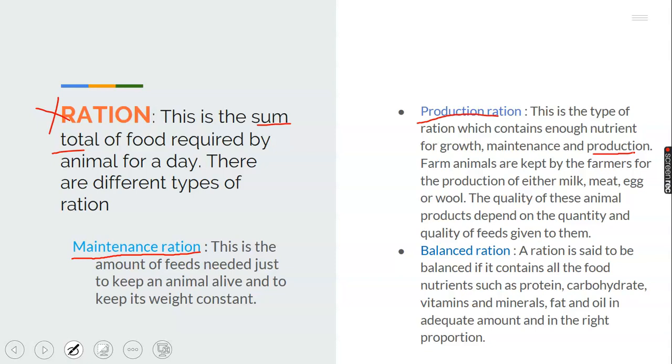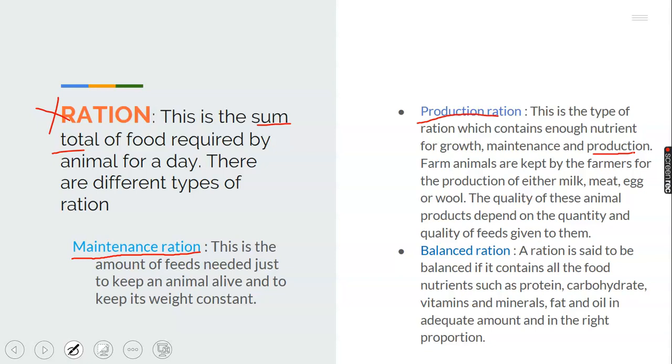The quality of the animal's product depends on the quantity and the quality of feeds given to them. When they are given enough feed, the products will increase in quality and in quantity because they are well fed. So such food given to them for adequate production is what we refer to as production ration.